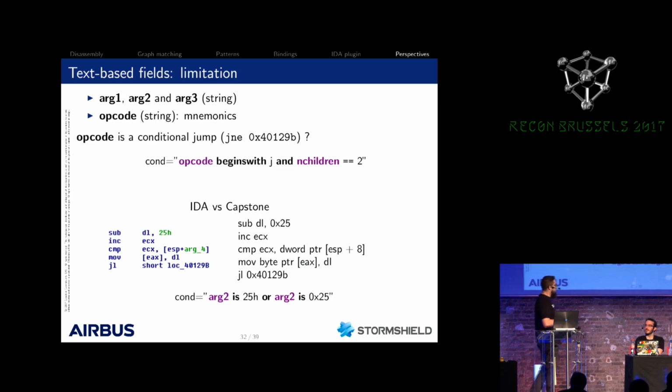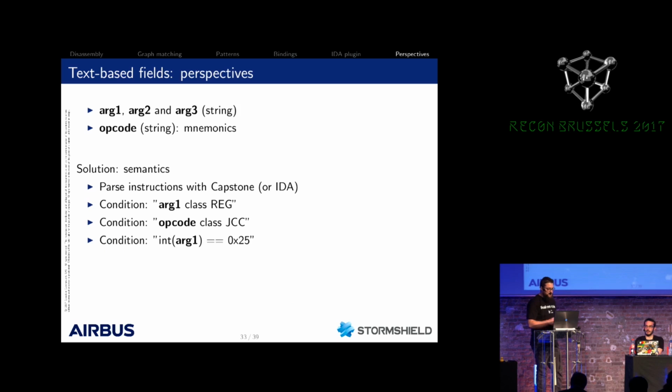Then we have another problem, because in the standalone tool we use the Capstone engine, and in IDA we use the IDA engine. So sometimes with, for example, the variables, we have in IDA 25H for the hexadecimal value 25, and in Capstone we have 0x25. So again, a dirty hack to catch both cases: we catch 25 or 0x25.